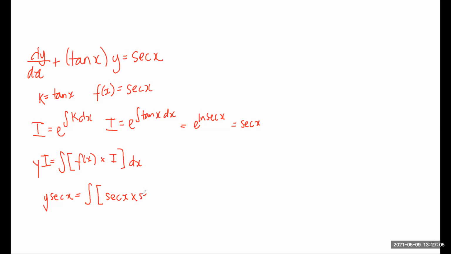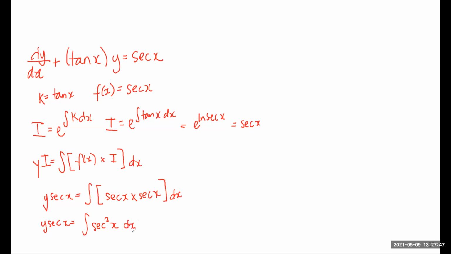Sec x times sec x, good. Don't put the square like that. Put the square before the x. It's sec square x. So does it matter? Yes, it does matter.